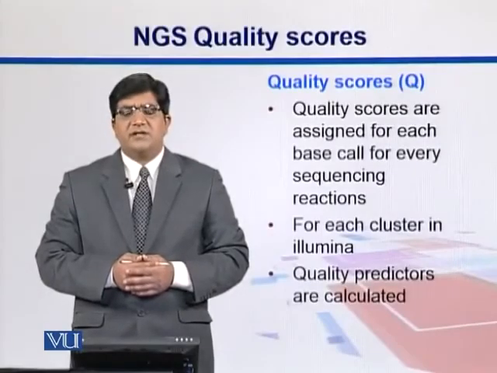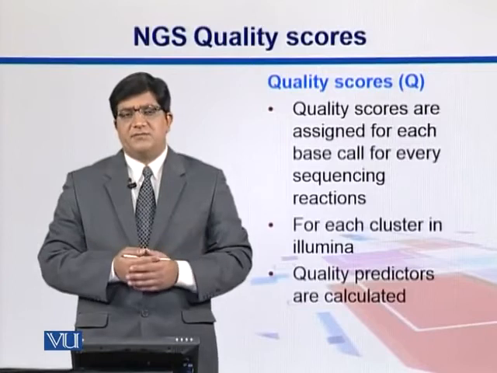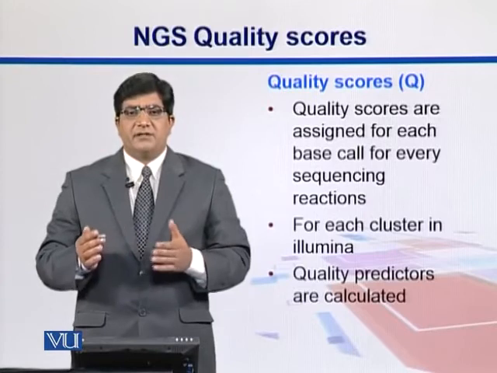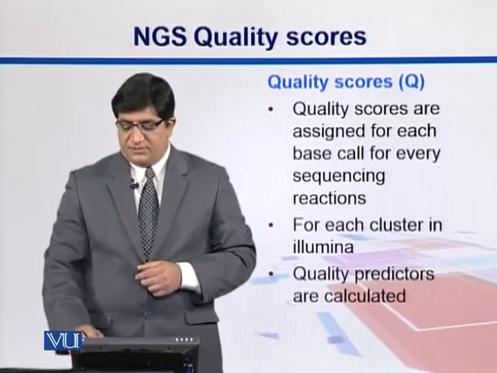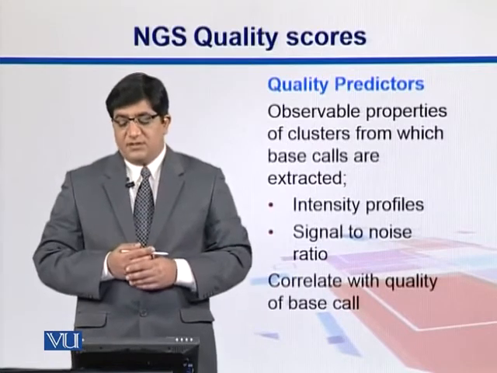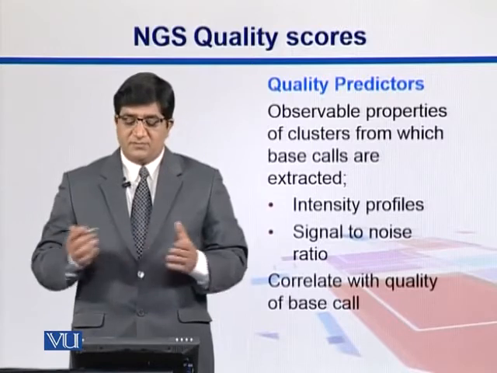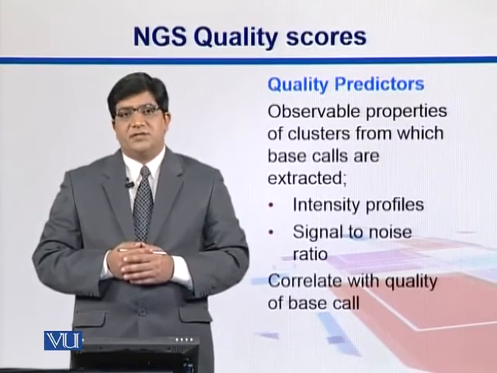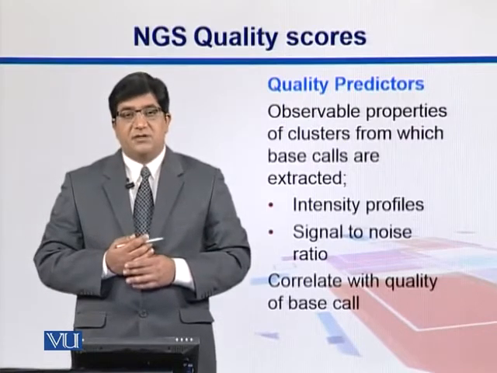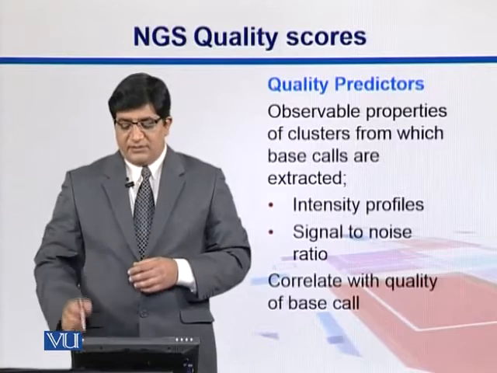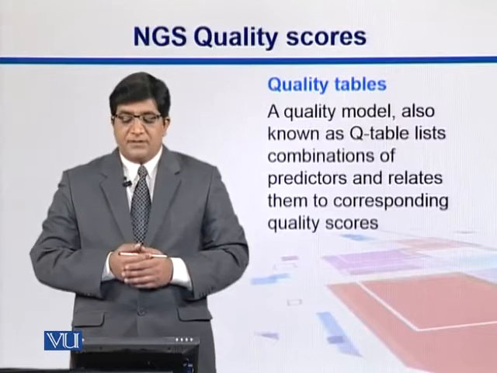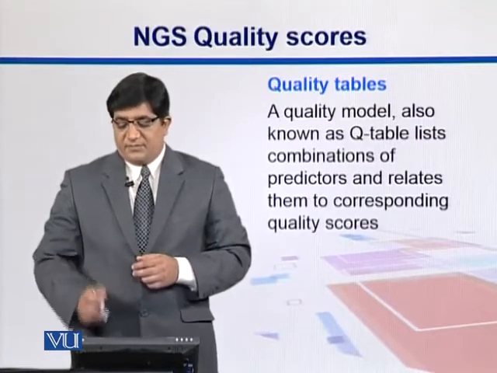Quality scores are assigned for each base call when a sequencing reaction is complete. For these quality scores, there are different predictors which are calculated, and then they put those predictors into some specific tables. Those predictors are specific properties associated with each base call. That may be their intensity profiles, or signal to noise ratios, and they correlate these predictors with the quality of the base calls. They put these predictors into what they call Q tables.